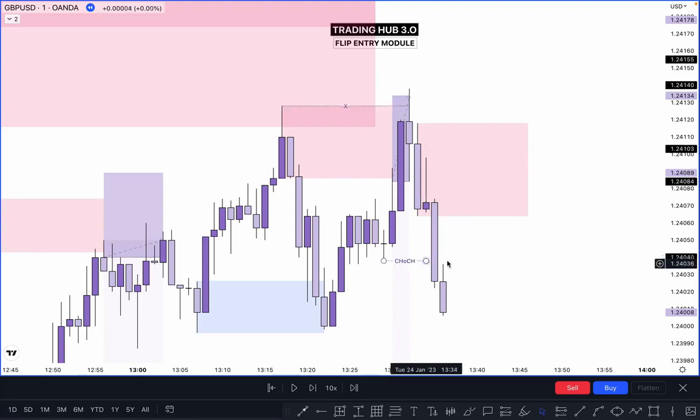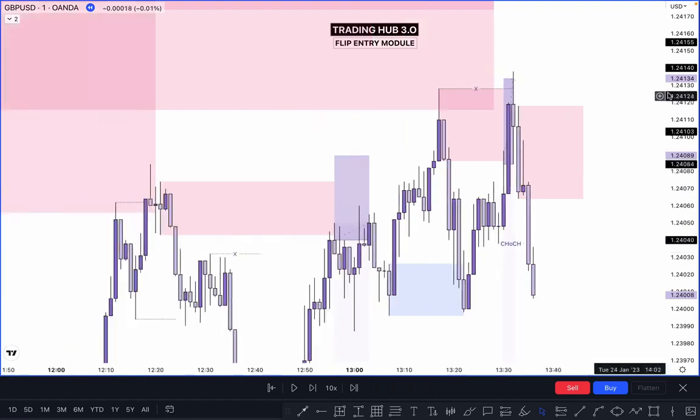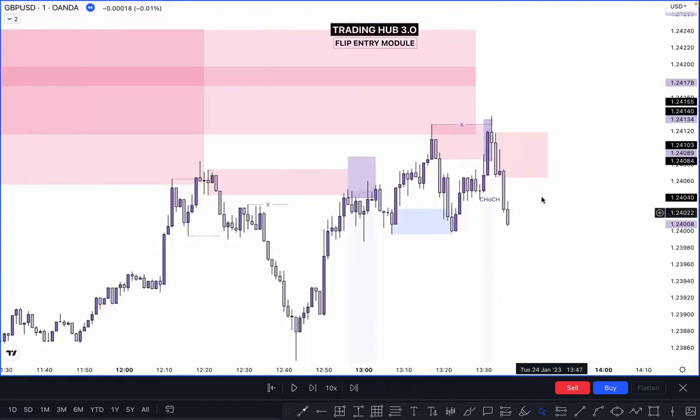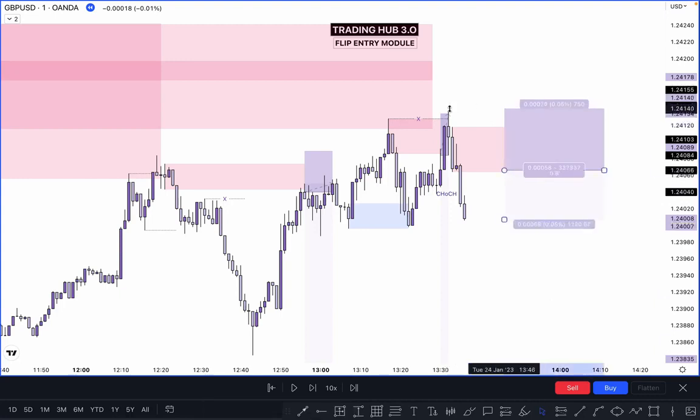This is our change of character, and this one is our unmitigated supply zone. This demand converts into supply. D2S flip entry model is here. Okay, and in this case, if the market does not create any inducement, then we can also sell here. Where is your entry? Here. And where is your target? And where is your stop loss? Stop loss just above it.